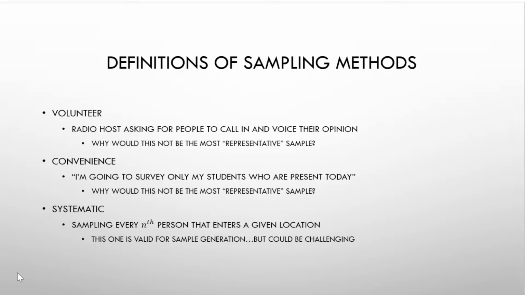Our next one, convenience. I'm going to survey only my students who are present today. So this concept is, it's convenient for you. So maybe you're someone who plays on a sports team. So if you're only going to survey other people on the sports team, it's convenient for you because you're around them. Same thing if you only survey family members.